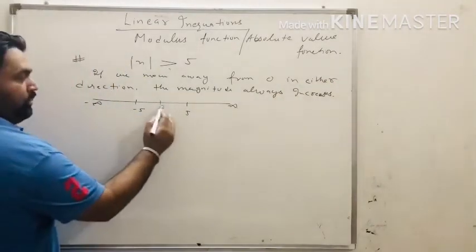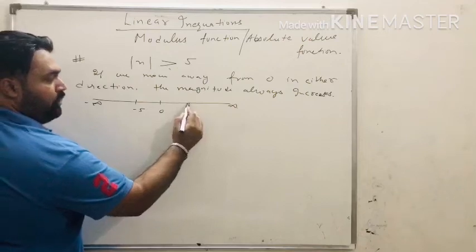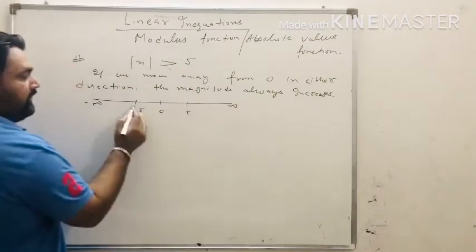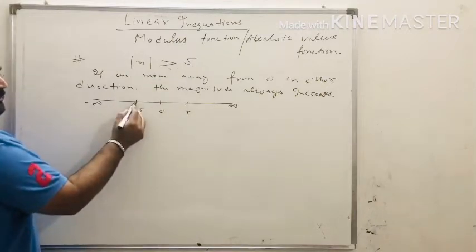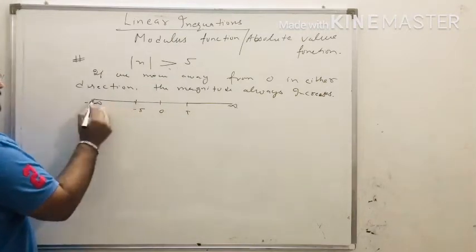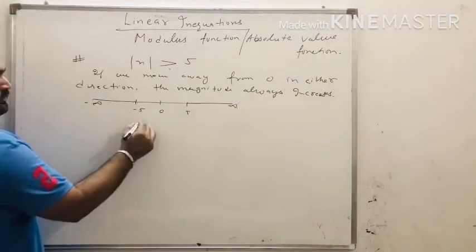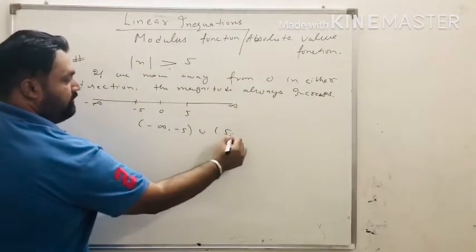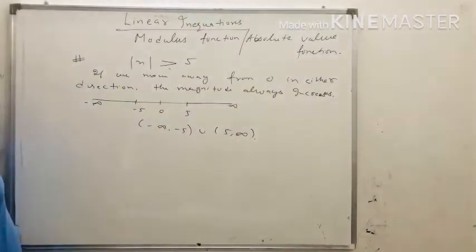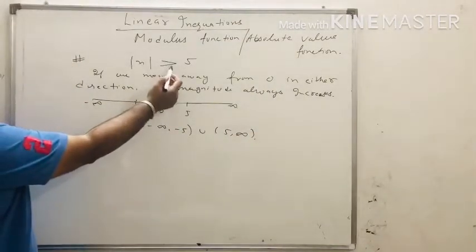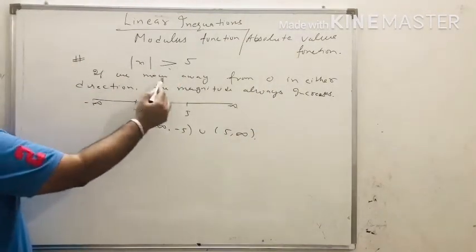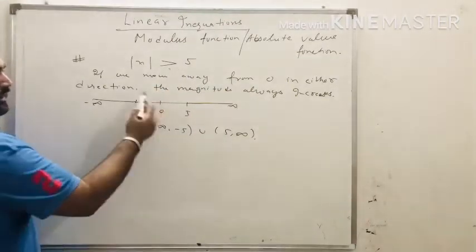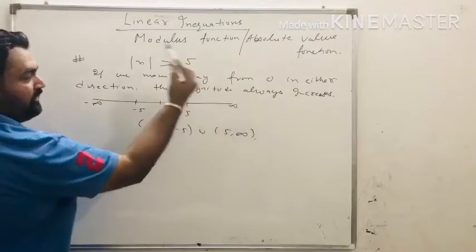So this is 5. So away from 0, this becomes 5 to infinity. Another point, minus 5. This becomes minus infinity to minus 5. So the interval is minus infinity to minus 5 union 5 to infinity. Because when the sign is greater than with the modulus, we move away from 0 in both directions. So the magnitude always increases.